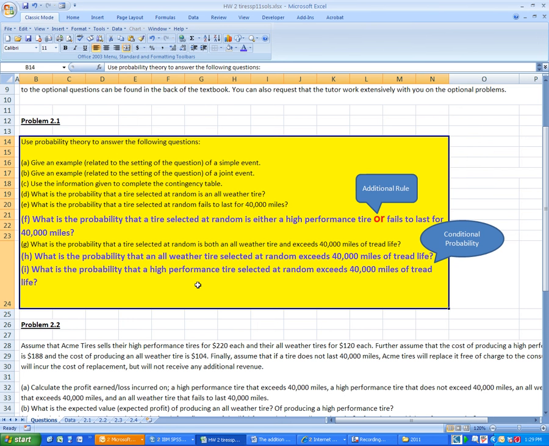Now H and I, these are joined events. You'll notice there is no "or" in there. There could be the word "and", but the way the question is written, it's not necessary grammatically. But you need to cue in on the fact that these are two joined events, so this is when you would employ the conditional probability formula. So this first question is asking what's the probability that an all-weather tire selected at random exceeds 40,000 miles of tread life.